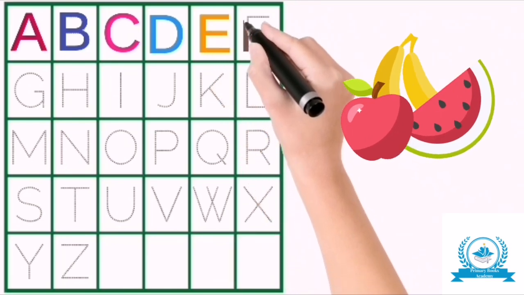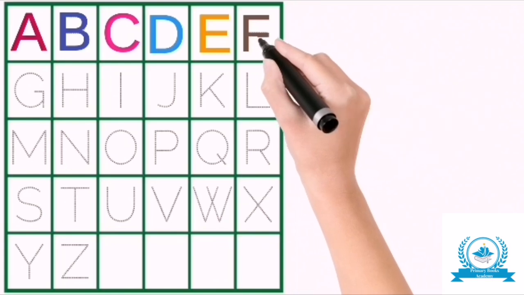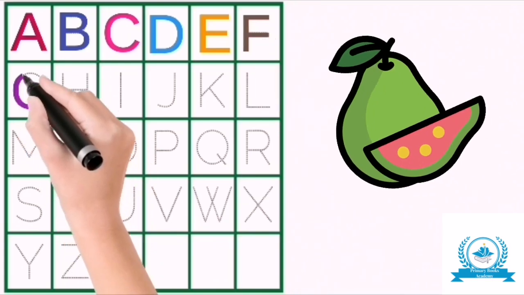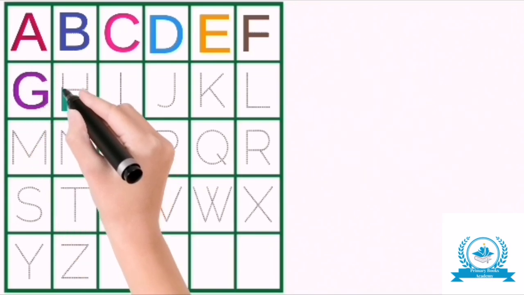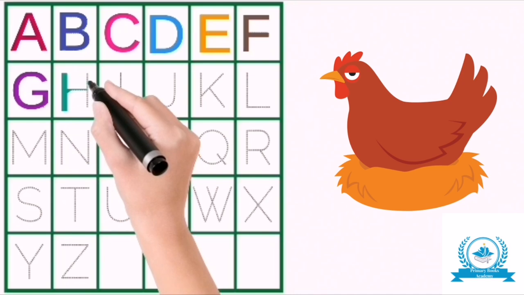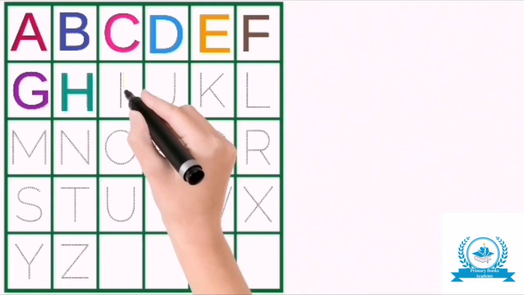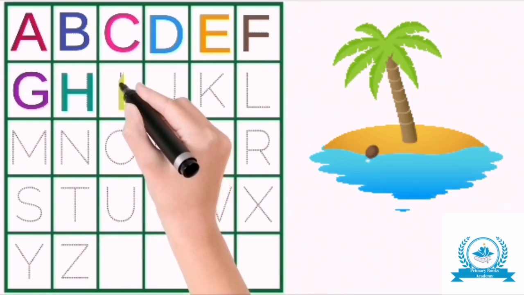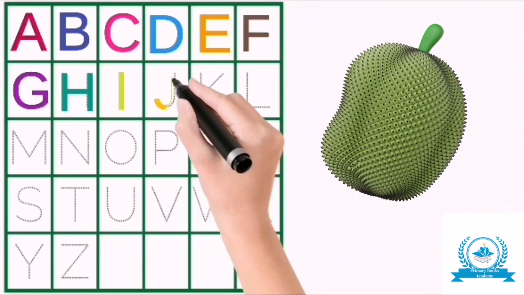F for fruit. G for guava. H for hen. I for island.